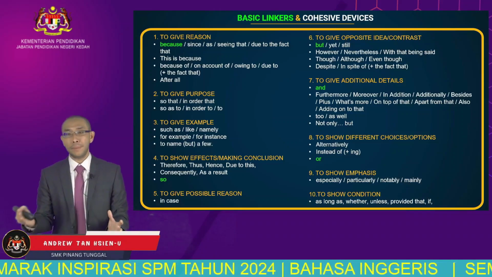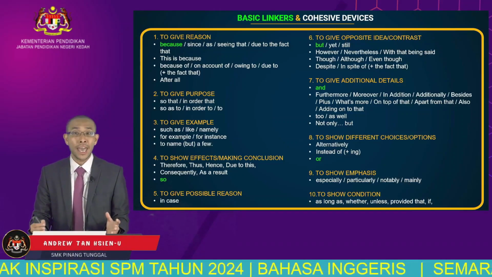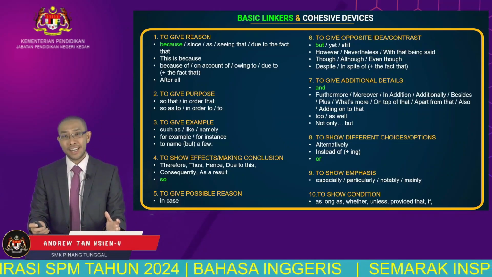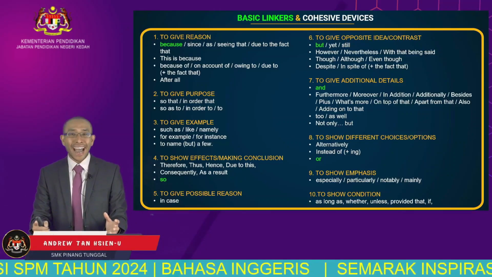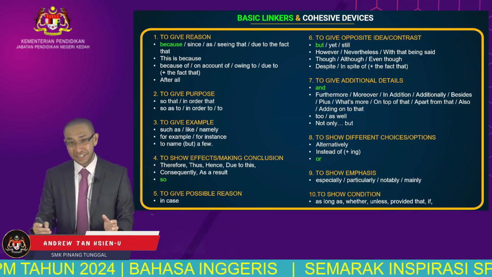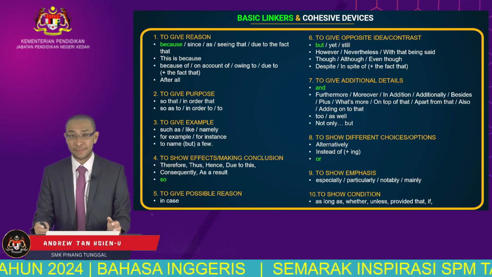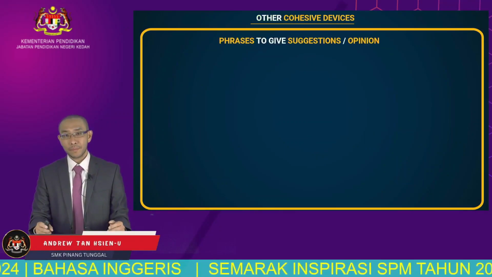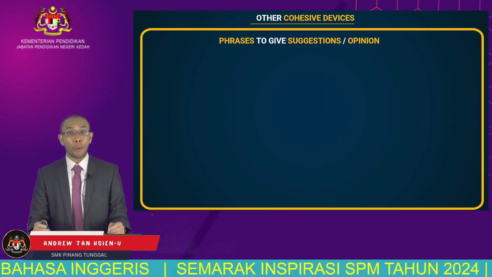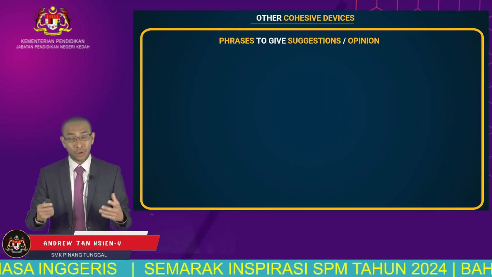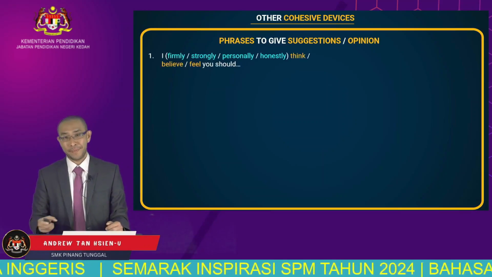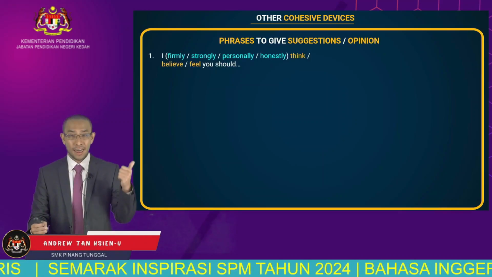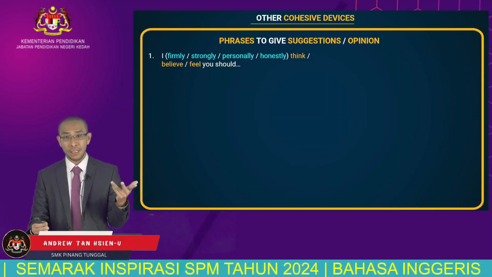All right, you should be familiar with all these cohesive devices by now. And if you're not, it's still not too late for you to do some research on this. All right, now pay attention that those that I highlighted in green are basic linkers. They are not considered cohesive devices. All right, now here are more other cohesive devices. Phrases to give suggestions or opinions are also considered cohesive devices. And here are some of them. I firmly, strongly, personally, or honestly think or believe or feel you should.